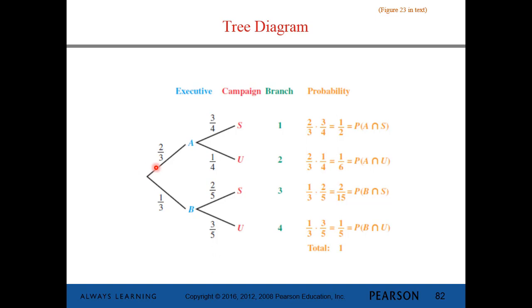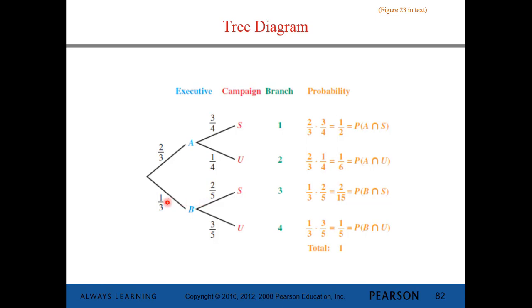Now what about the next branch? What's the probability of A and U? Well, it'd be 2/3 times 1/4, which is 2/12, which is 1/6. What about B and S? What if it's the probability of having B and S? Well, it'd be the probability of B times the probability of S given that B has occurred. So it's going to be 1/3 times 2/5.